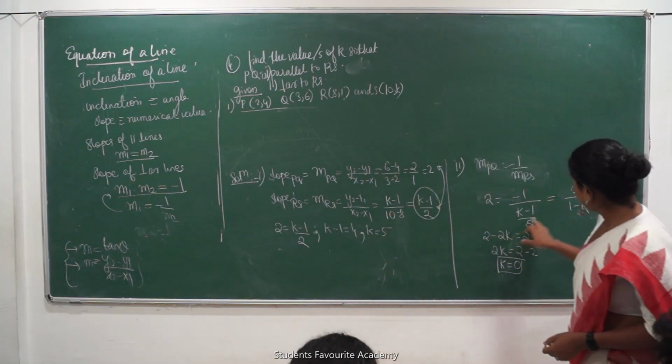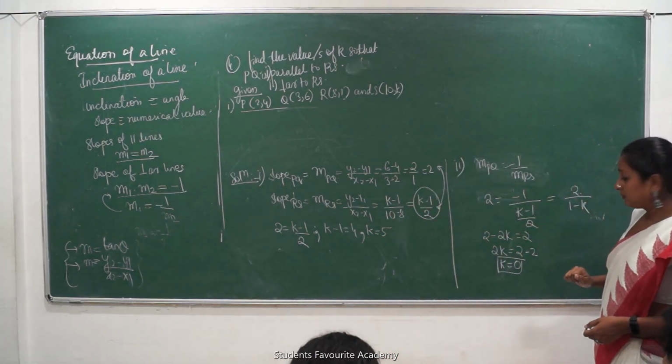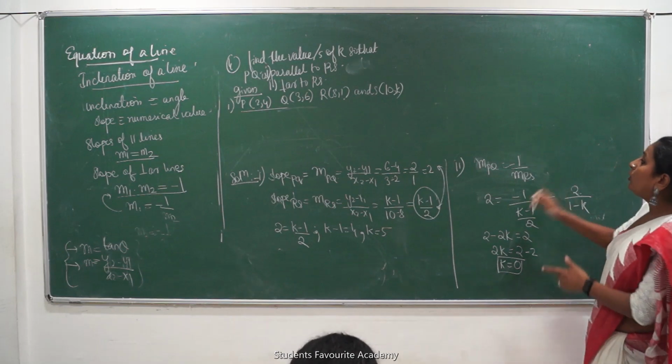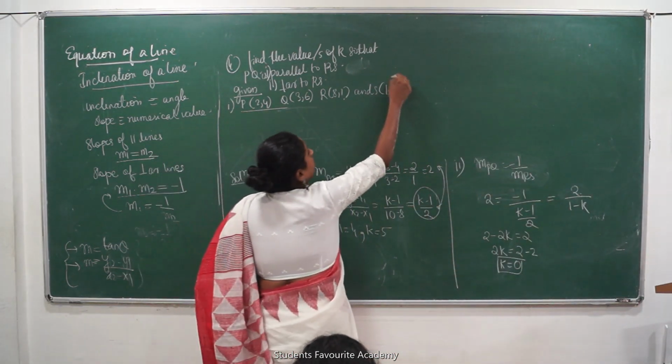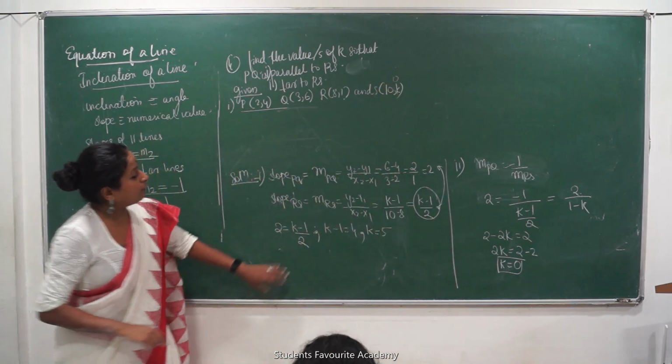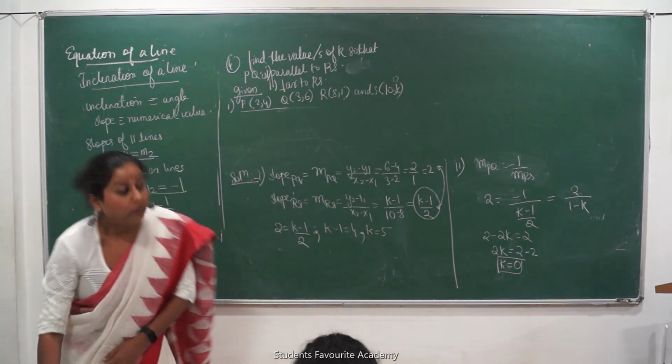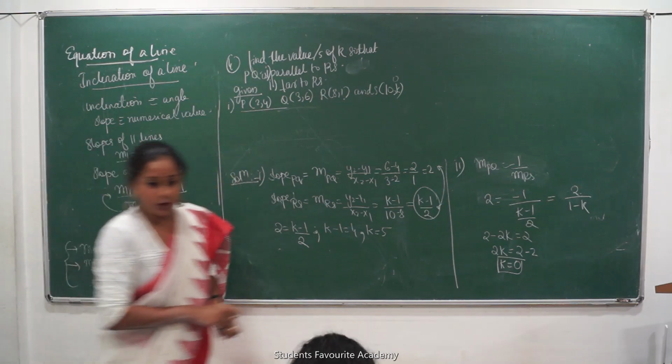So if the lines were perpendicular to each other, the value of k would be 0. If the lines were parallel to each other, the value of k would be 5. Now do these two sums that I am giving you. Same formula.